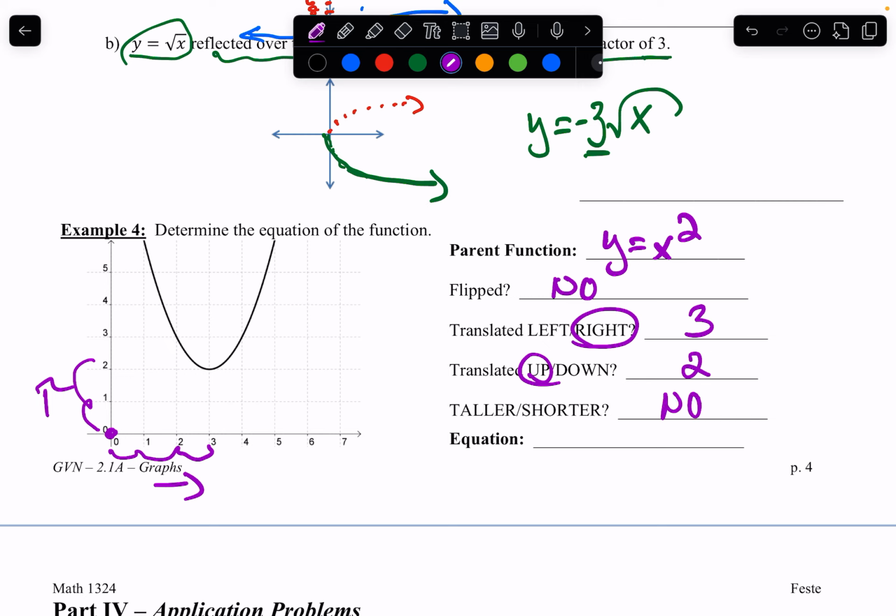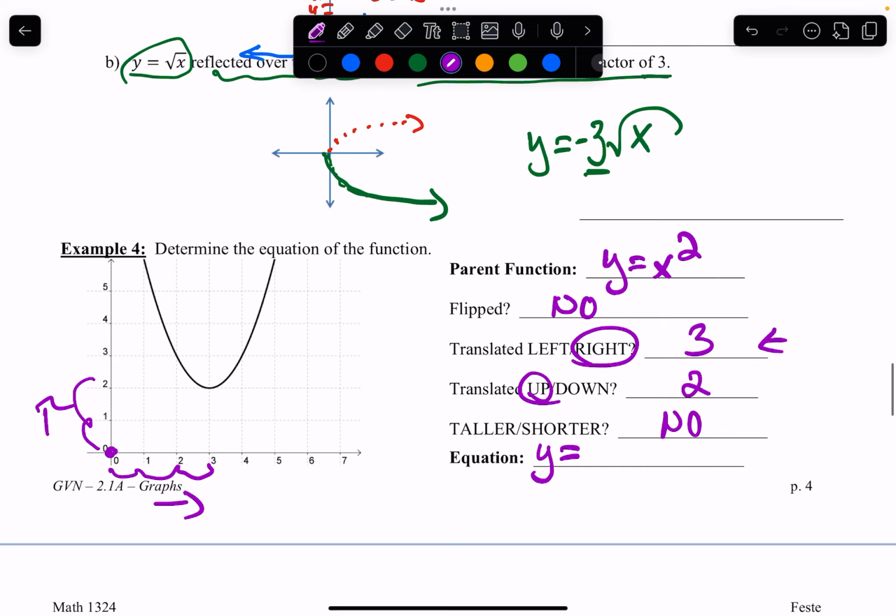And from here, we can write the equation. So it is y equals. Now, this one right here, remember, goes inside, so that goes with the x. And since it's right, we have the minus sign inside parentheses, and this is squared. So the x to the right is with the x inside the squared. And then translating up 2, so it's plus 2. Okay, there we go.